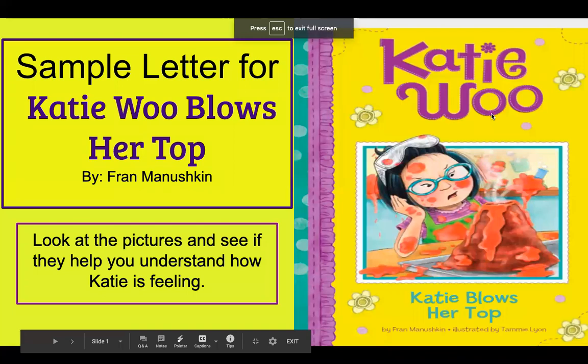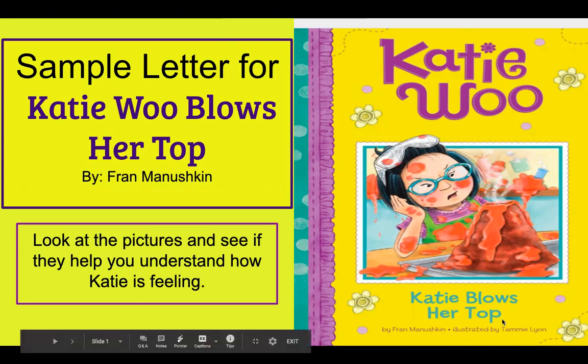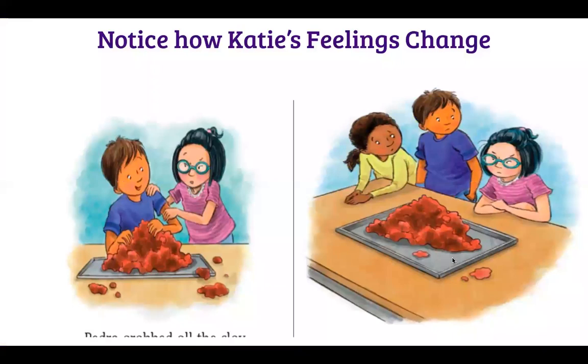So you're going to see a sample letter for Katie Wu Blows Her Top by Fran Minushkin. But before we actually get to the letter, I want you to look at the pictures and see if they help you to understand how Katie is feeling. Just look at the cover. Not only the picture, but even the title, Katie Wu Blows Her Top, kind of gives you an idea when you're seeing a volcano and the expression on her face. And as I go to the next slide, notice how Katie's feelings change.